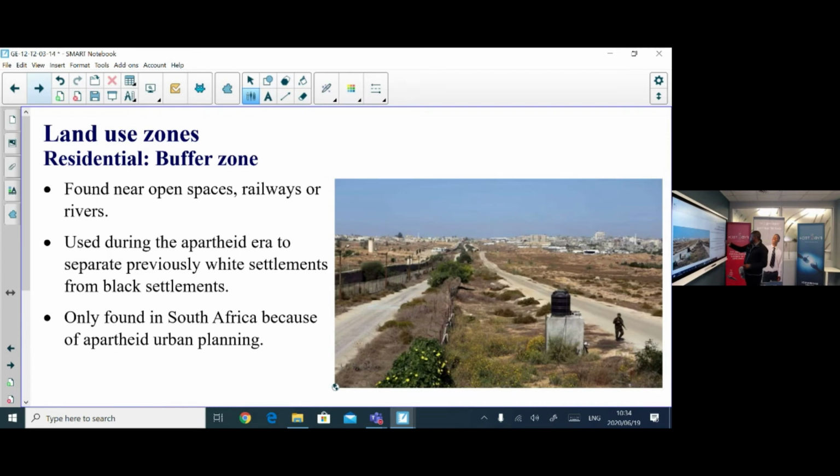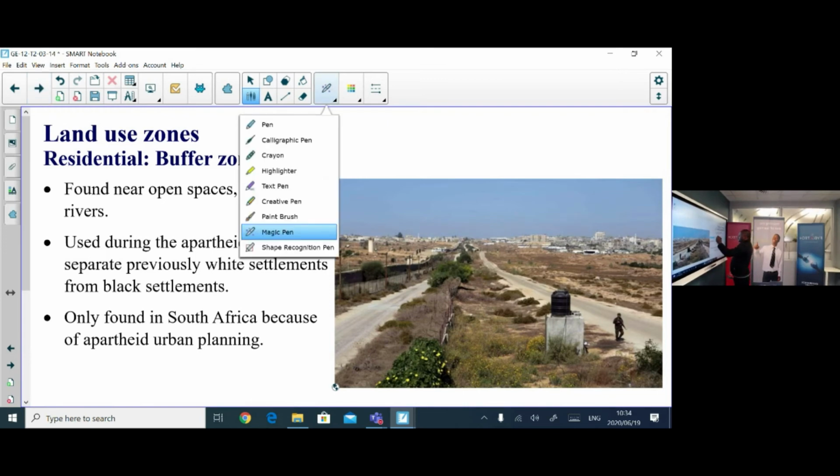So, as I explained earlier on, it was used during the apartheid era to separate previously white settlements from black settlements, only found in South Africa because of apartheid in urban planning. But now this is also typical in some countries in the world where there will be discrimination of a certain race or people of a certain religion and so forth, and a buffer zone is created. So let's look at this.